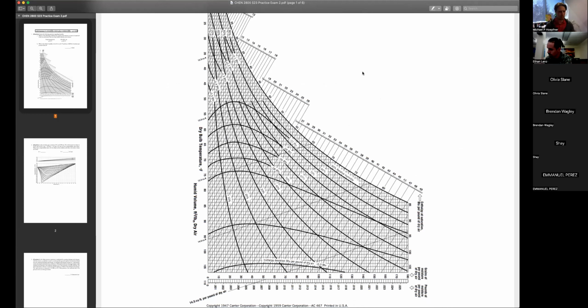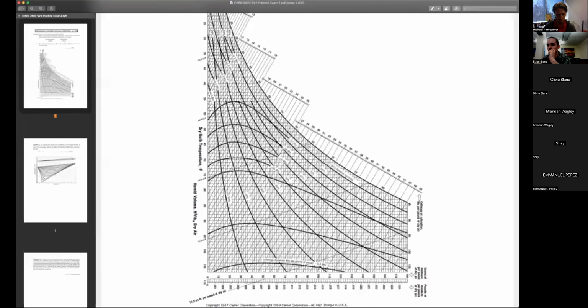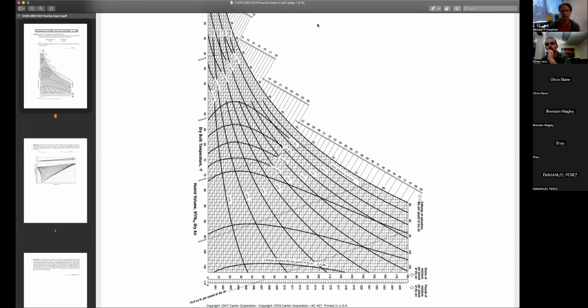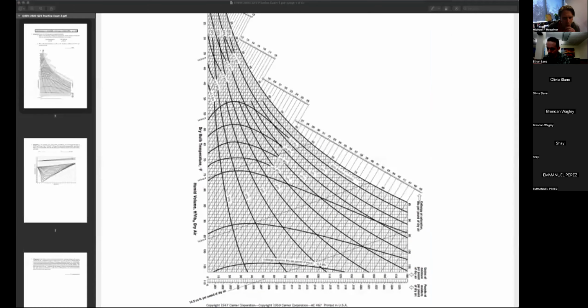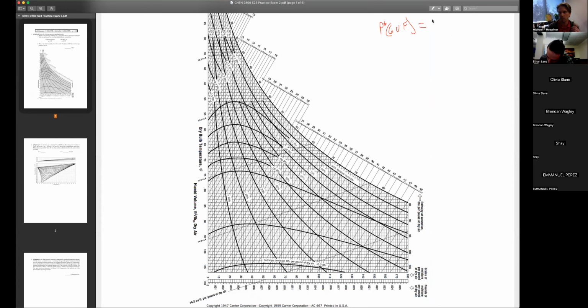Okay, so I looked up the vapor pressure of water. P star at, let's choose 60, I just looked up 60, was equal to 1.8 kilopascals. So 1.8 kilopascals. And we need to know what relative humidity this is.